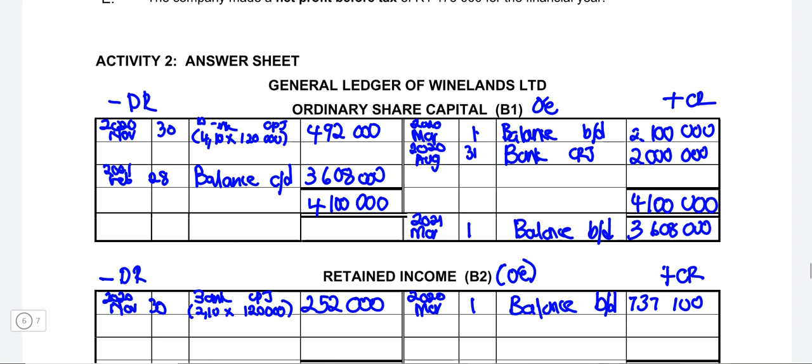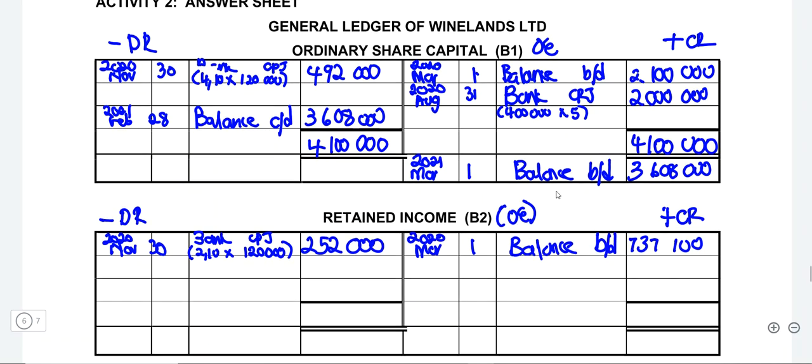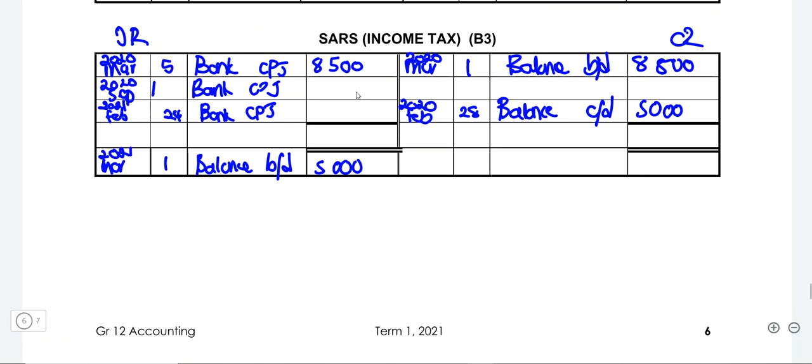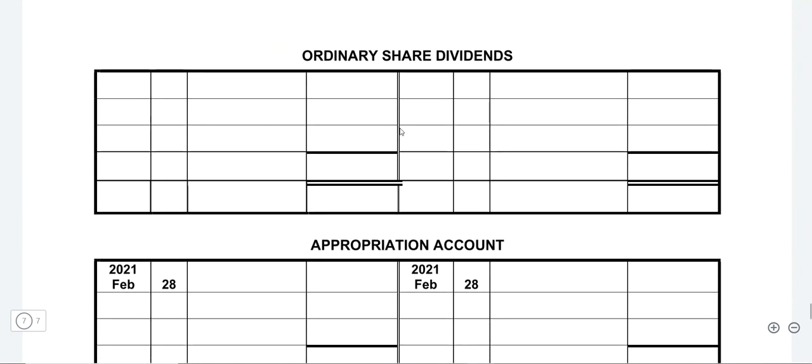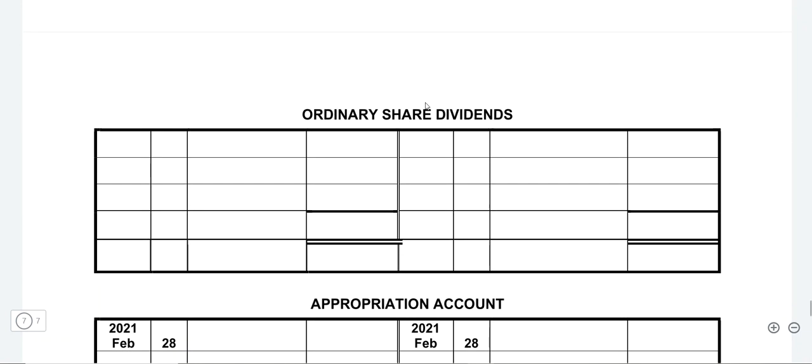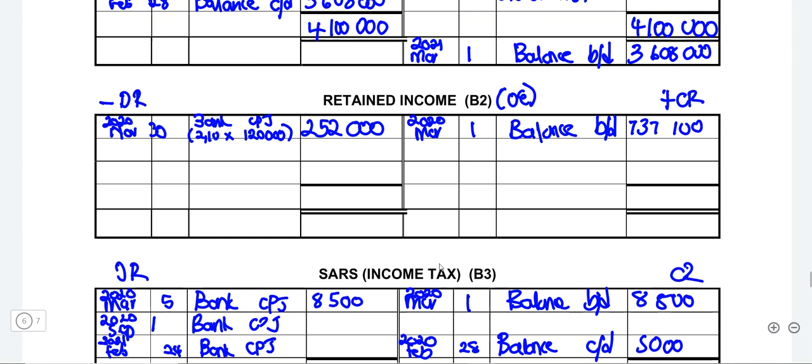Now here what you need to remember is that for calculations like this one, you must try to show them. Here we had issued 400,000 multiply by 5. It's very important for you to show those calculations. If you've calculated something, show it in brackets. If they've not given you enough space, show it on the sides so that you can also earn marks. Okay, so the ordinary share capital is completed. SARS income tax, we are not yet there. Ordinary share dividends, we are not yet there. So we need to get the information. Let's go to the next part.